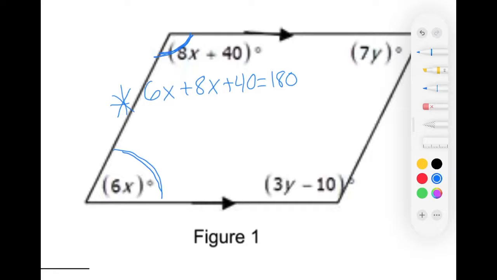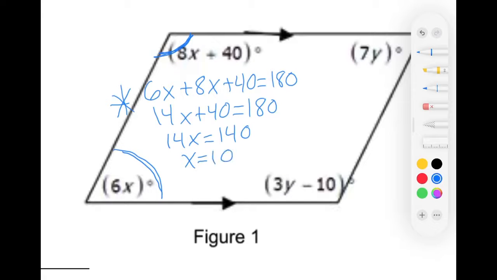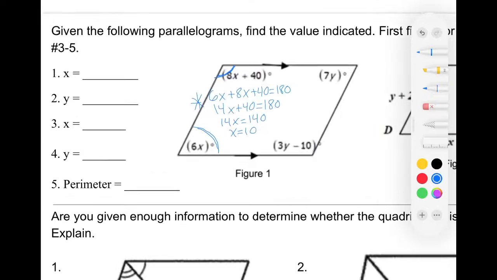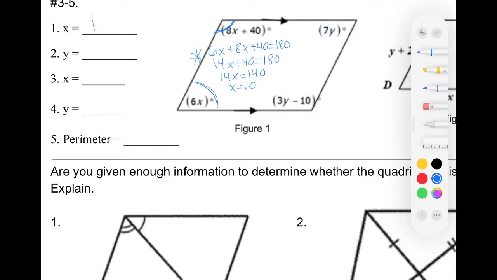We're going to combine like terms. So we get 14x plus 40 equals 180. We're going to subtract 40 from both sides. So we get 14x on the left side equals 140. We're going to divide 14 on both sides to get x by itself. We get x equals 10. So there is one of our values for number 1.